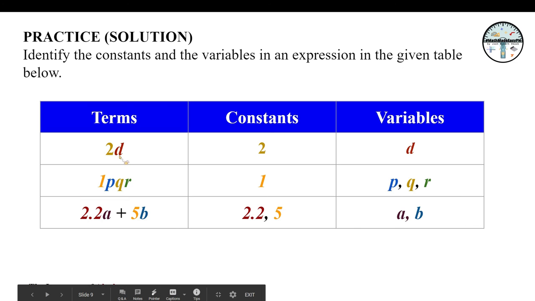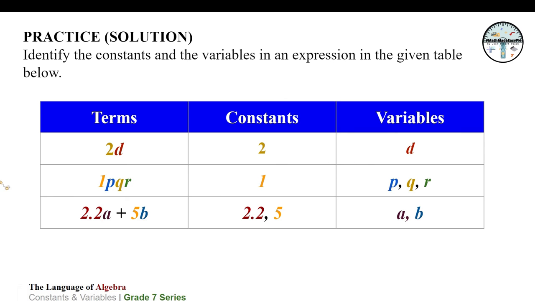Starting from 2D, we know that 2 is a constant and D is a variable. Another is PQR. Always remember this, guys: if there's no number, even if it's only P, there's always an invisible 1. So the constant is 1, and the variables are P, Q, R. The last one is 2.2a plus 5b. The constants are 2.2 and 5, that's obvious. The variables are a and b.